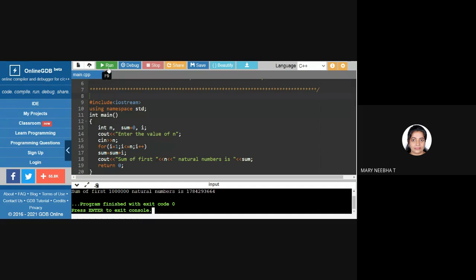So the answer is correct. 7, 2, 3, 4, 5, 6, 7. Yeah, it's actually going beyond the limit. So sometimes you're getting the negative value. That's all. You're getting the negative sign. So it is going beyond the integer limit. That also will come later.